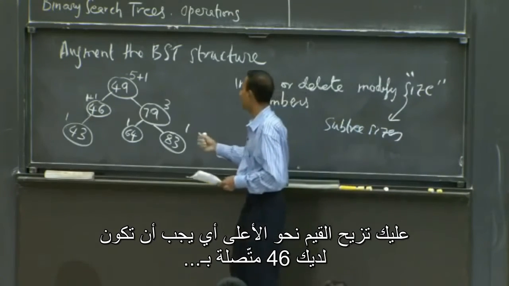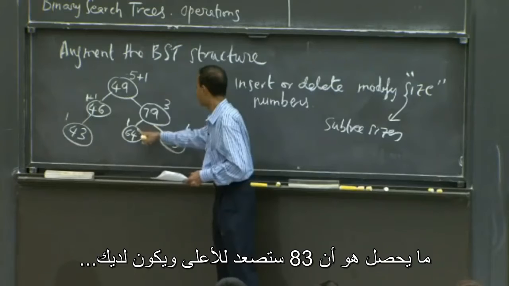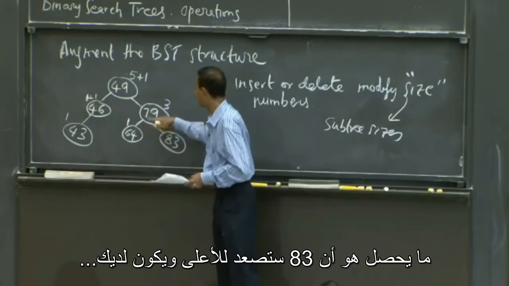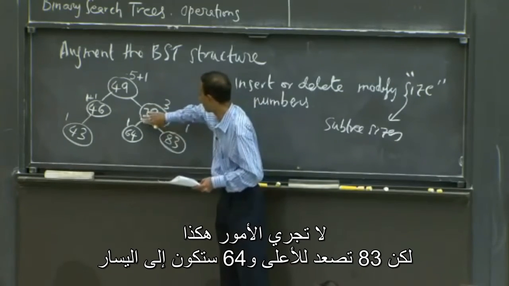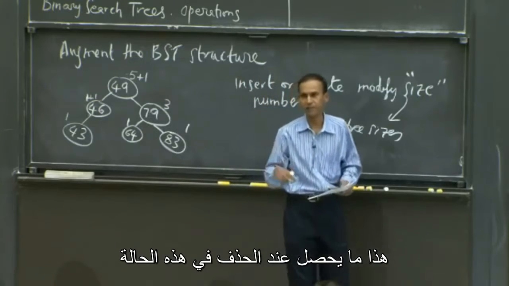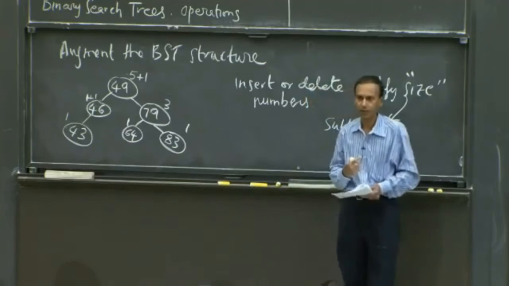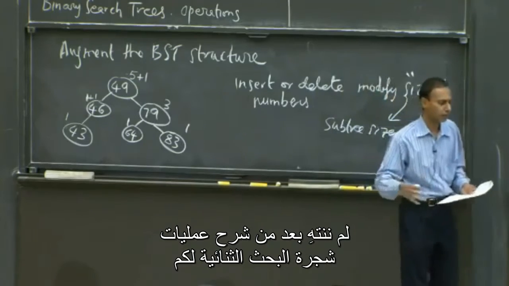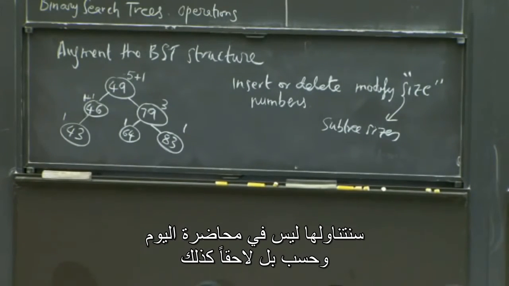Well, what you'd have to do is bubble up pointers, so you'd have to actually have 64 connected to, what will happen is 83 would actually come up. This is not quite how it works, but 83 would move up and you'd have 64 to the left. That's what would happen for delete in this case. Okay? So you'd have to move pointers in the case of delete. All right? And we're not done with binary search tree operations, we'll talk about them not just in today's lecture, but later as well.